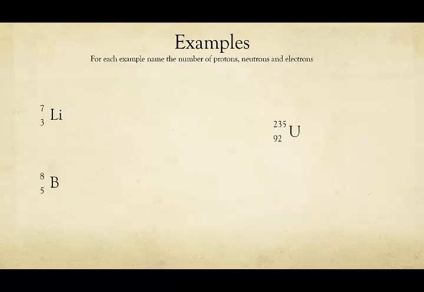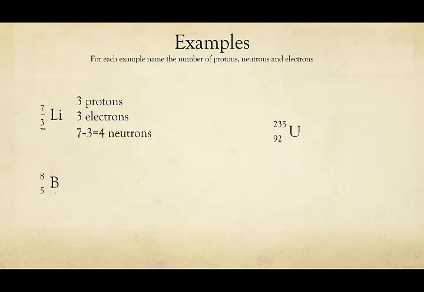Let's do a couple of examples. Let's start with lithium. For each one, we'll talk about the number of protons, neutrons, and just for good measure, electrons. So here we have a mass number of 7, an atomic number of 3. And so we know that there are 3 protons, which means that there's also 3 electrons since it's neutral. And since there's 7 total mass units, that means that we must have 4 neutrons. In other words, 7 minus 3 equals 4.